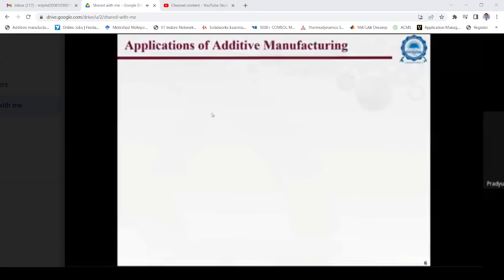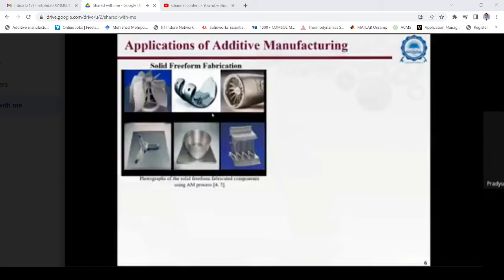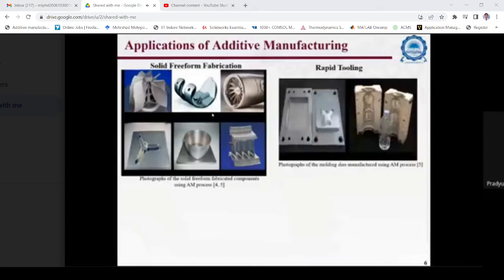Next, applications of additive manufacturing of metallic material. Various applications of additive manufacturing have evolved and can be categorized into four categories. First is solid freeform fabrication, that is rapid manufacturing. Major applications are direct manufacturing of components required in aerospace, automotive, household, and biomedical applications, some of which are shown in the figure. Next, in rapid tooling, manufacturing of different tools such as forming dies, molds of plastic parts, and metal patterns, some of which are shown in the figure.